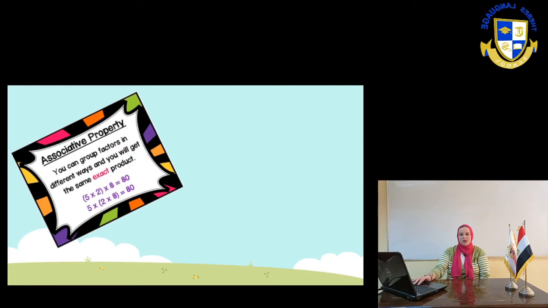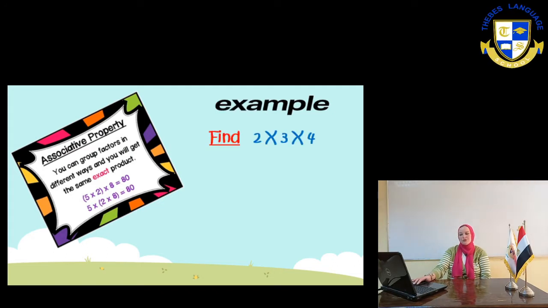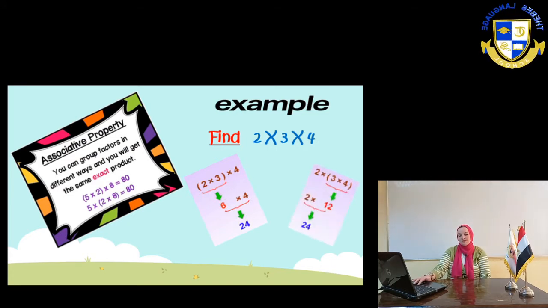If we have 5 times 2 times 8, we can make 5 times 2, it will be 10, times 8 equals 80. Or 5 times 2 times 8, I can take 2 times 8, it will be 16. 16 times 5 will be 80. Example. Find 2 times 3 times 4. We can take 2 times 3, it will be 6. Then make 6 times the third number, times 4. It will be 24. Or we can make 3 times 4 together, it will be 12. Make 12 times 2, it will be 24.